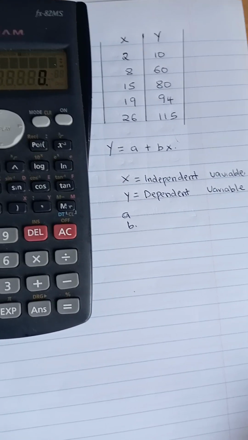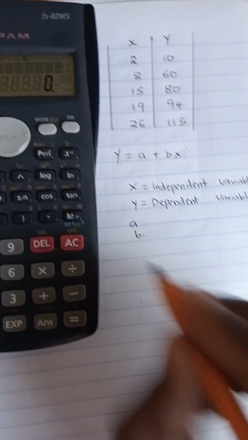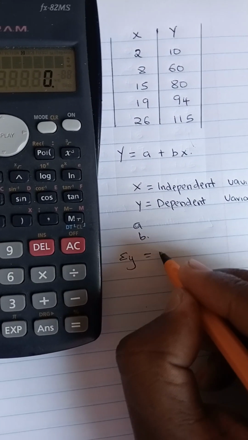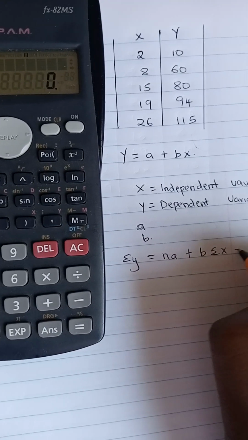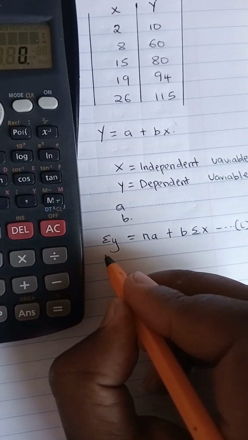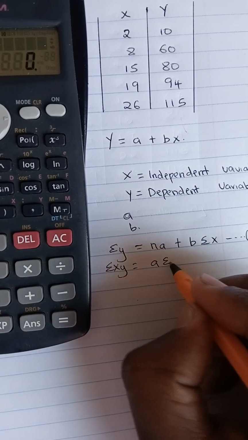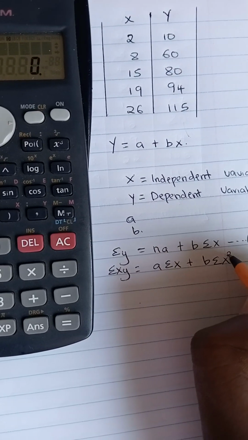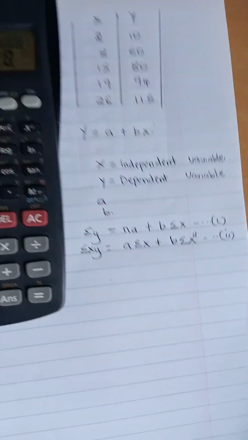Mostly you're supposed to solve this using simultaneous equations. Equation 1 says that the summation of y is equal to na plus b summation of x. Then equation 2 is the summation of xy is equal to a summation of x plus b summation of x squared. That becomes our equation 2.